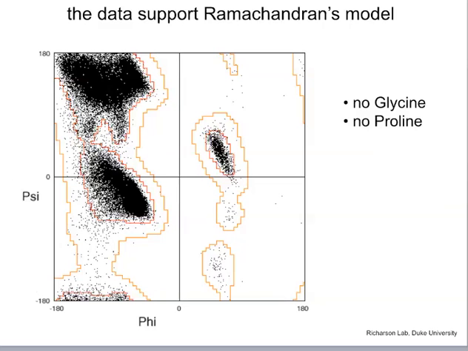This happens to be data compiled by, not all collected by, but compiled by the Richardson lab at Duke. And each of these spots represents a phi-psi pair observed in 500 proteins that are not sequence-similar proteins. So this is a diverse population of proteins, and what we see is just exactly what Ramachandran predicted. There are regions that are allowed and regions that are more or less strictly disallowed.